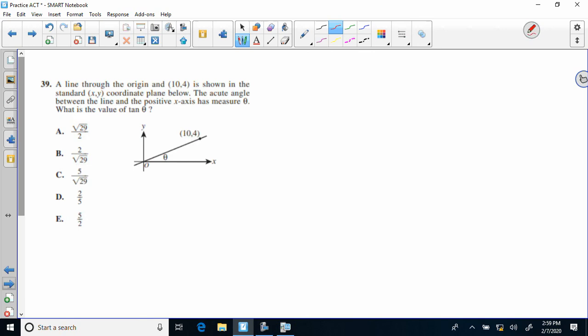Number 39 says a line through the origin and (10, 4) in the standard xy coordinate plane below. The acute angle between the line and the positive x-axis has measure theta, so they wrote it right there. What is the value of tangent theta? Do you know SOHCAHTOA? Tangent is opposite over adjacent. Your triangle is right here. You went over 10 and up 4 to get to that point.